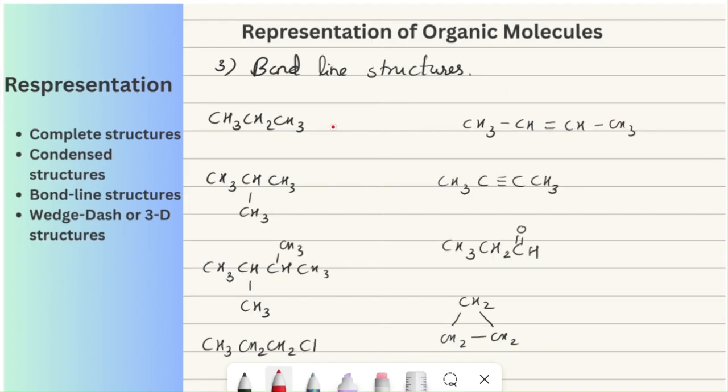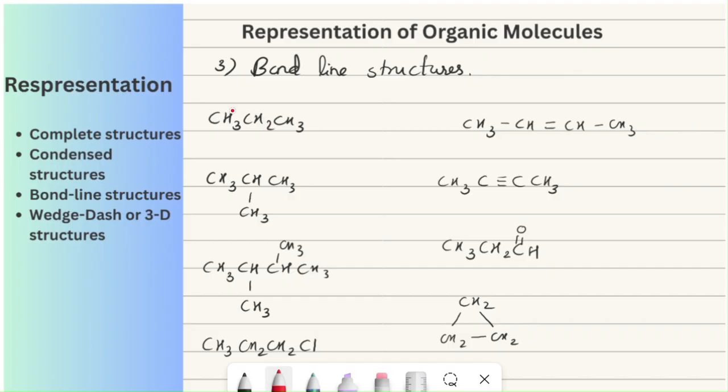So what are bond line structures? These are simple ways of representing molecules where the bonds are written as lines. We tend to omit the atoms except for a few atoms. So let's discuss that in detail.